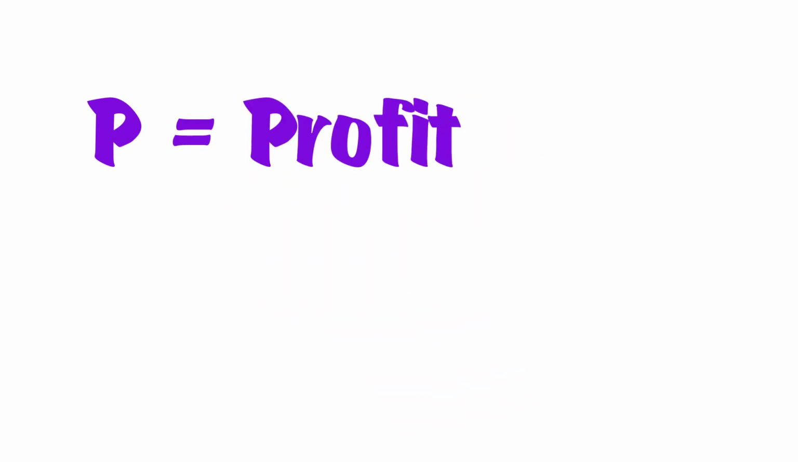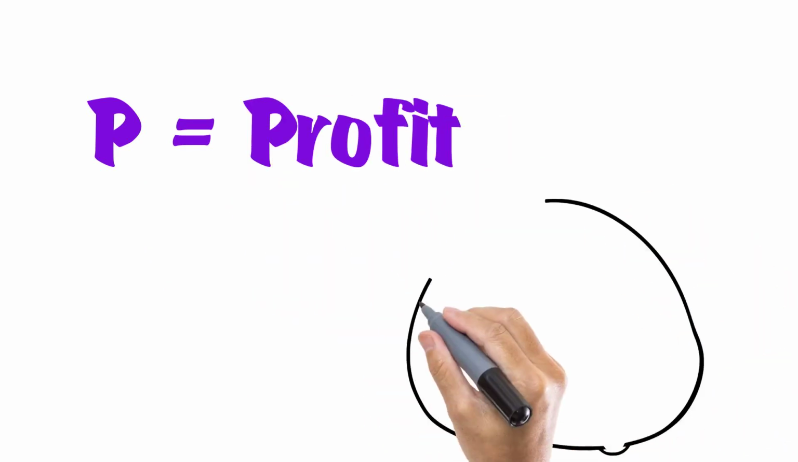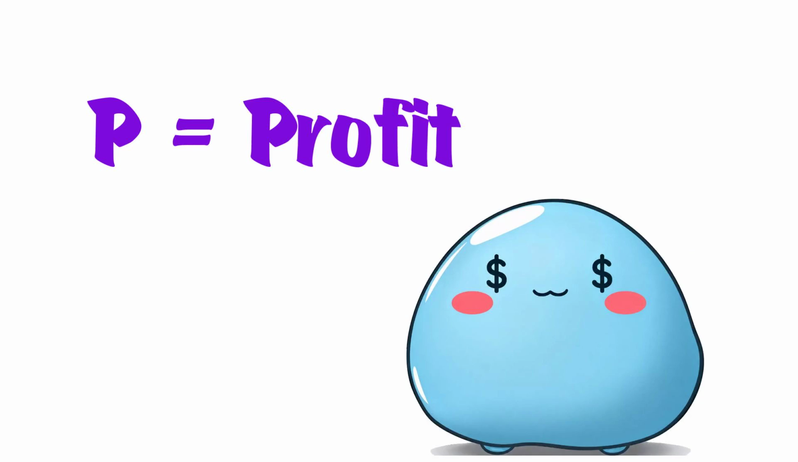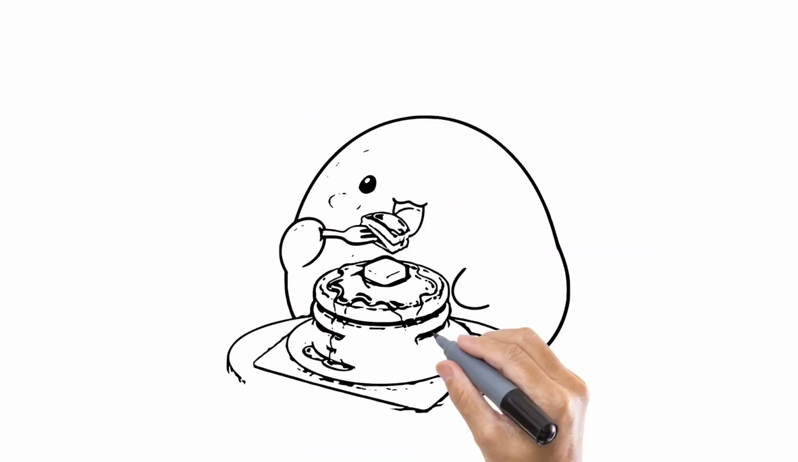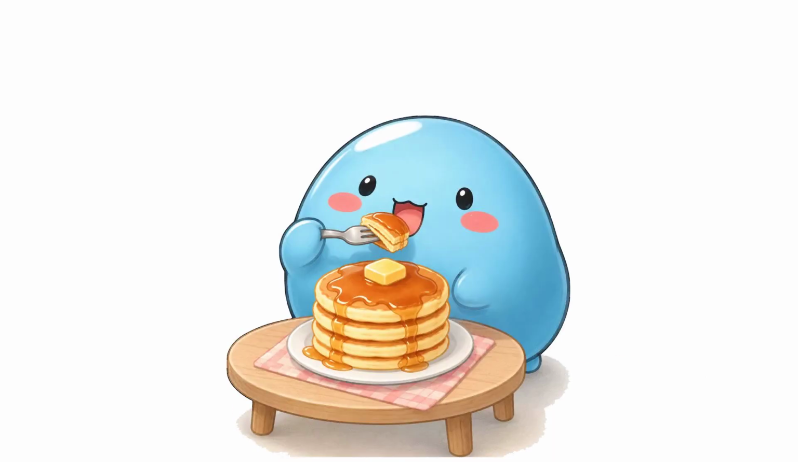P is for profit. Profit is the money a business has left after paying for all of its costs. Imagine our character sells pancakes for $10. The ingredients, packaging, and other expenses cost $6. After subtracting those costs, $4 remain. That $4 is the profit.